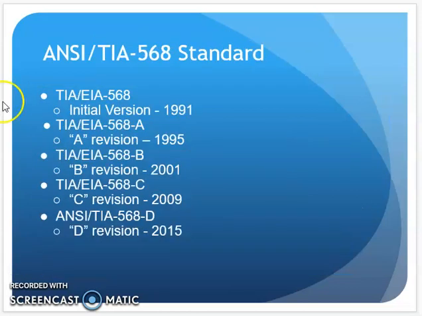Over the years, there have been different iterations of this standard. Starting back in '91, there was the initial 568 standard. Then there was an A revision in '95, B revision in 2001, C revision in 2009, and the current D revision was put in 2015. That's the current revision, saying, again, do it this way. And these upgrades over time had to deal with technology changes, bandwidth changes, that sort of thing.